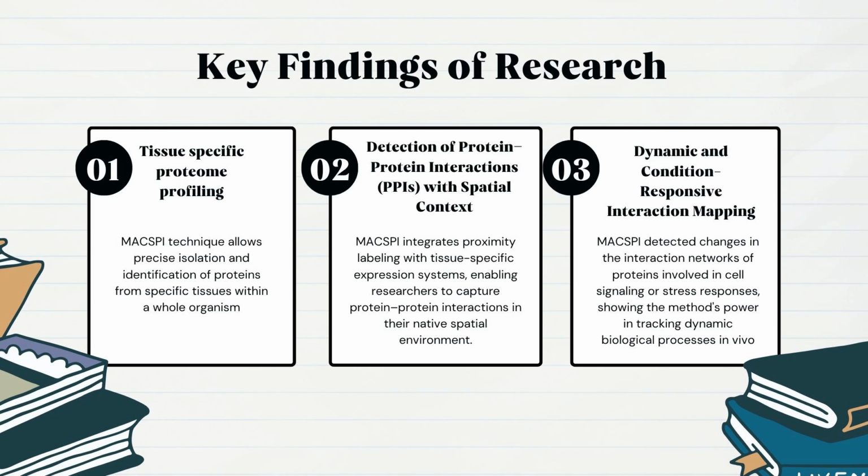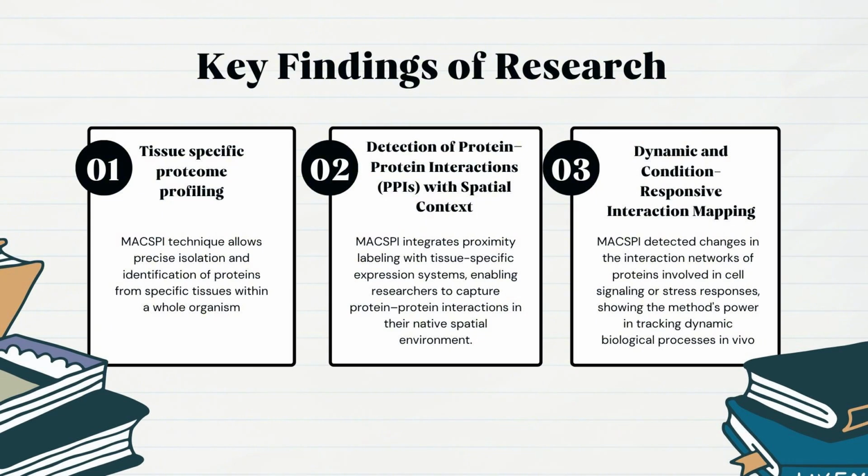For example, in C. elegans, MACSPI enabled mapping of the neuronal versus muscle-specific proteomes, which distinguishes proteins unique to each tissue. The second point is the detection of protein-protein interactions, PPIs, with spatial context, where MACSPI integrates proximity labeling, such as TurboID or BioID, with a tissue-specific expression system, which enables researchers to capture protein-protein interactions in their native spatial environment. This revealed distinct interactomes in different tissues, which are essential to understand the functional protein networks that vary by cell type.